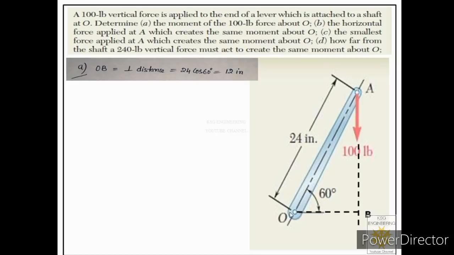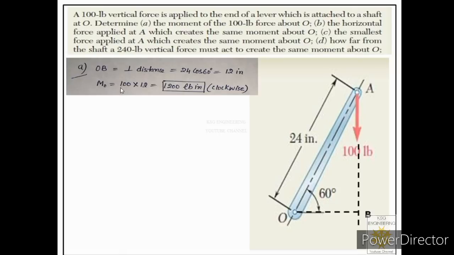Now we have the moment arm. So when we will multiply this moment arm with the magnitude of the force, then we will find the moment of that force about the moment center. So let us calculate that. So you can see moment about O will be equal to magnitude of the force into the moment arm. So we got our first answer 1200 pound inches. Now very important point to understand about the units of moment. Now you see moment is the product of force and the distance.